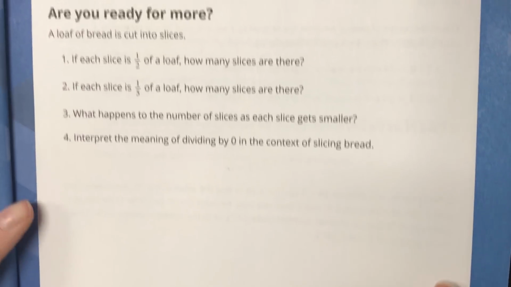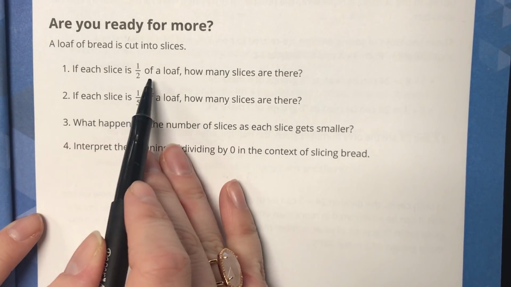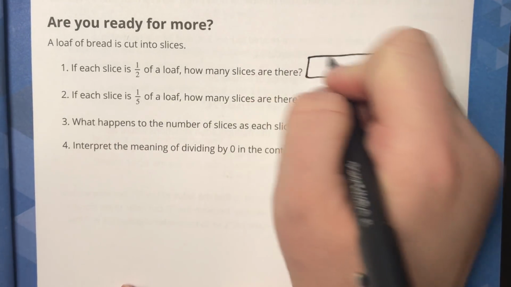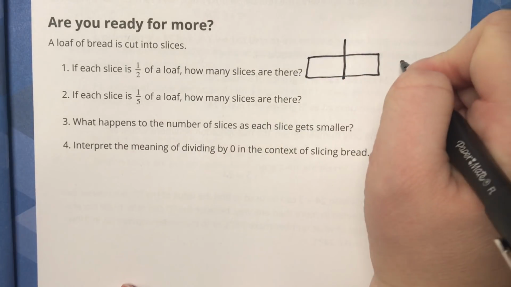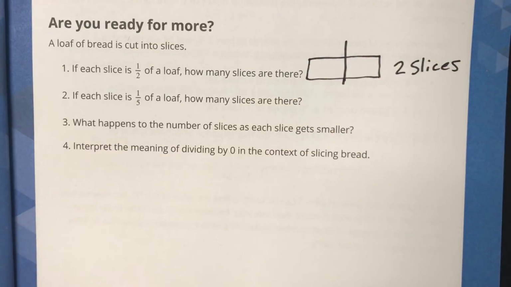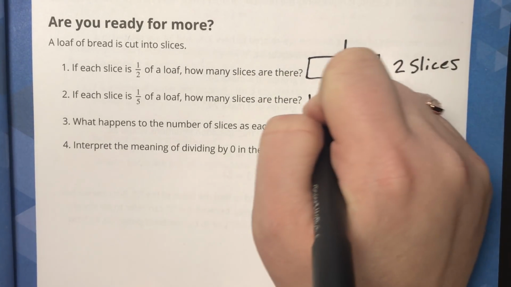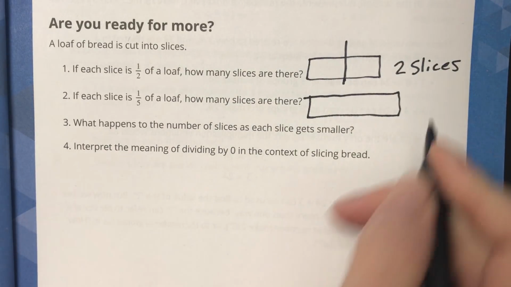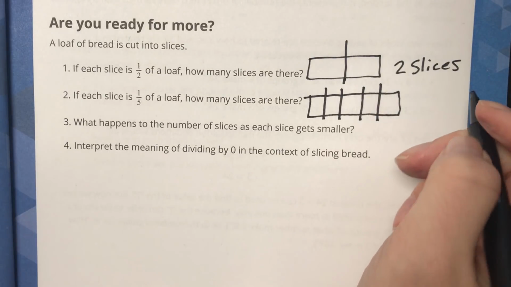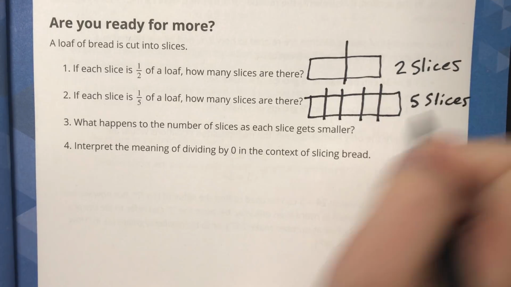So we've got a loaf of bread is cut into slices. If each slice is 1/2 of the loaf, how many slices are there? So here's the loaf, and if it's in 1/2, that just means there's 2 slices. If each slice is 1/5, remember the denominator basically tells us how many pieces we have. So this would be 5, and so 5 slices if each slice is 1/5.